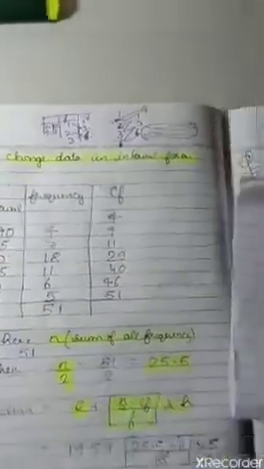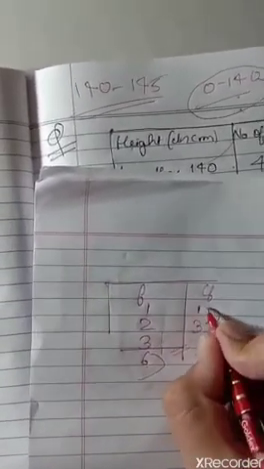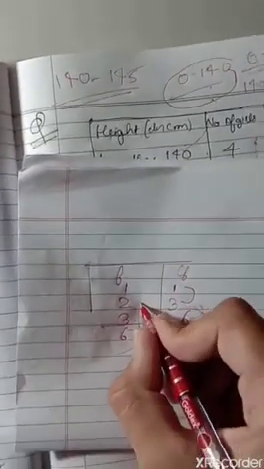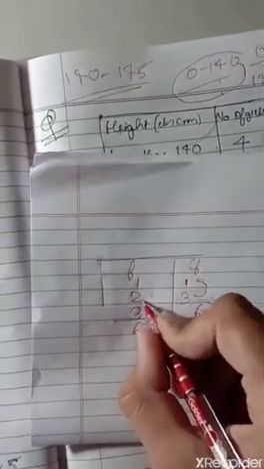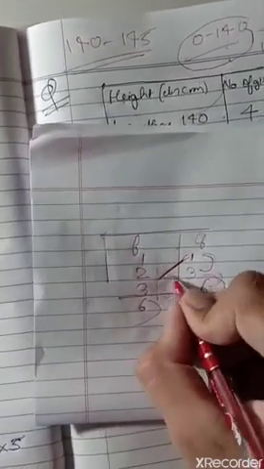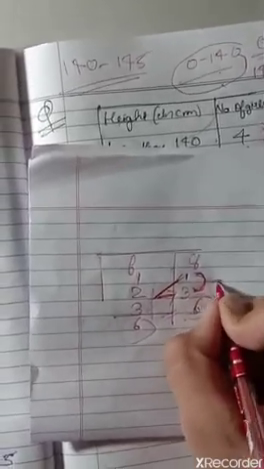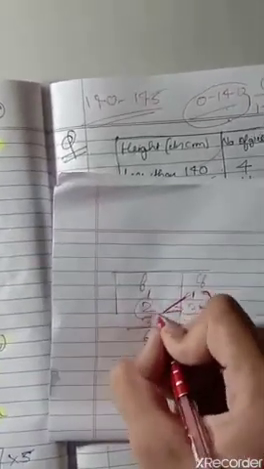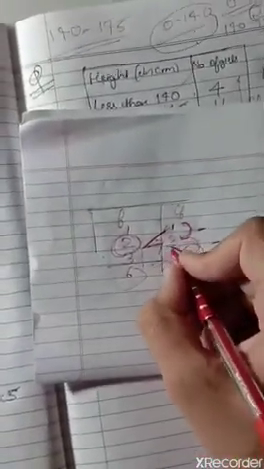How to find the frequency from it? Here we have done 1 plus 2 equals cumulative frequency 3. Now we do the opposite: 3 minus 1 is 2, which will come here. The first one will remain the same. We get the frequency. Similarly, 6 minus 3 is equal to 3.